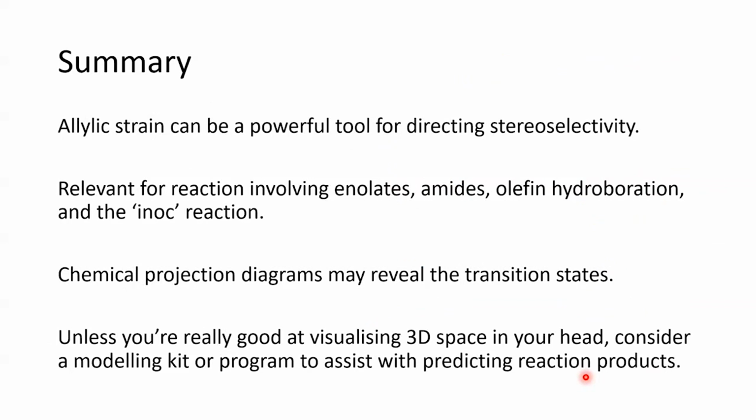It's relevant for reactions involving enolates, amides, olefin hydroboration, as well as the Evans reaction. Probably the most important thing to be able to do is to be able to draw these chemical projection diagrams, because it's only by visualizing the transition states that you can understand where the stereochemistry will be retained. So unless you're really, really good at visualizing things in 3 dimensions in your head, consider a chemical modeling kit or some sort of computer program to assist you with visualizing these transition states.